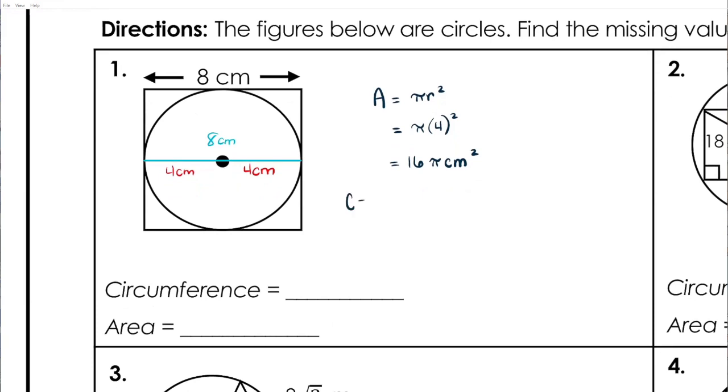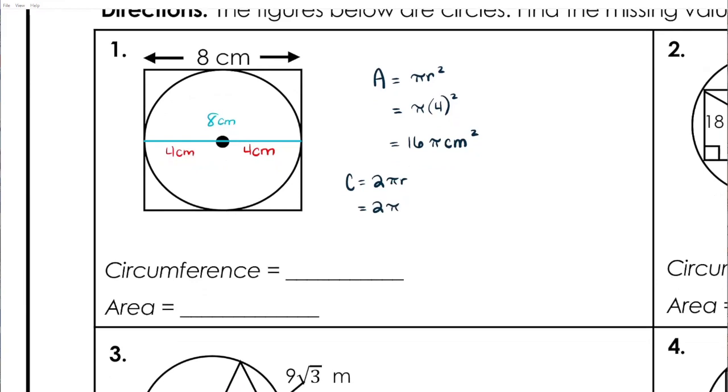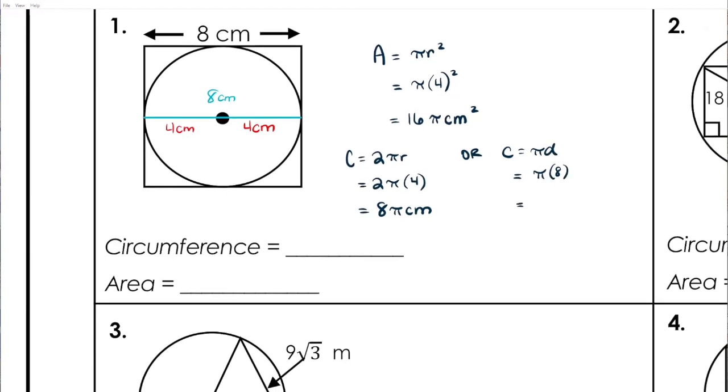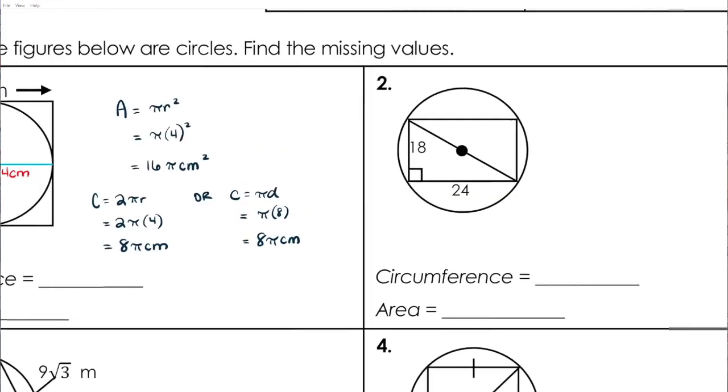And the circumference is 2 pi r. Substitute that same r, 2 times pi times 4. So we get 8 pi centimeters. Or, of course, you could have done circumference is pi d, since we know the diameter. So pi times 8. So again, 8 pi centimeters. So depending on what you have is your circumference formula. If you're a person that's always comfortable saying, hey, let me rock and roll with my radii, go for it. Nothing wrong with that.